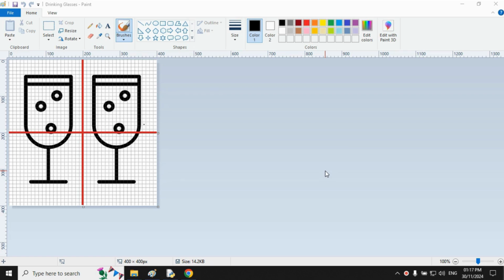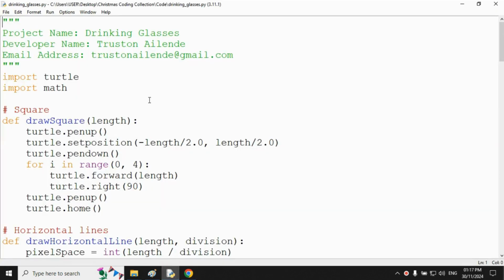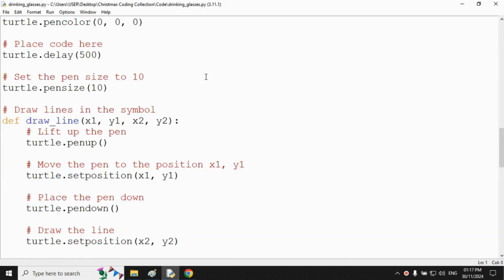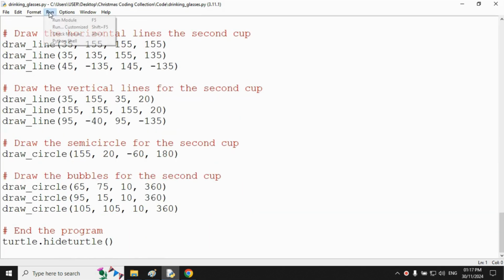In this video, we'll be looking at how to code out the drinking glasses. Now, this is the code for the drinking glasses, and we'll run it now.